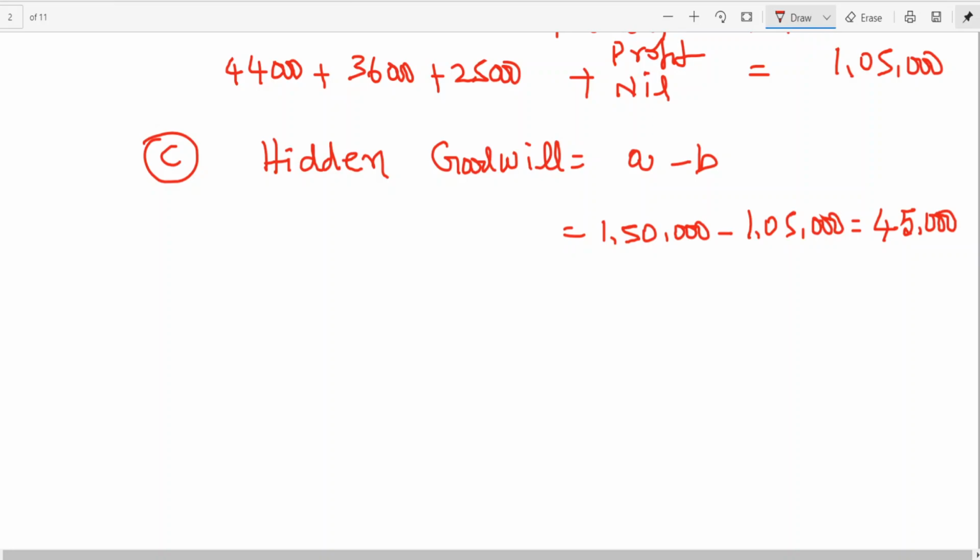But if you look at the capital on the basis of C's capital, the total capital of the firm in future appears to be 1,50,000. But present capital is 1,05,000. That means the difference of 45,000 is nothing but what the firm feels is their goodwill. That is what is called hidden goodwill.